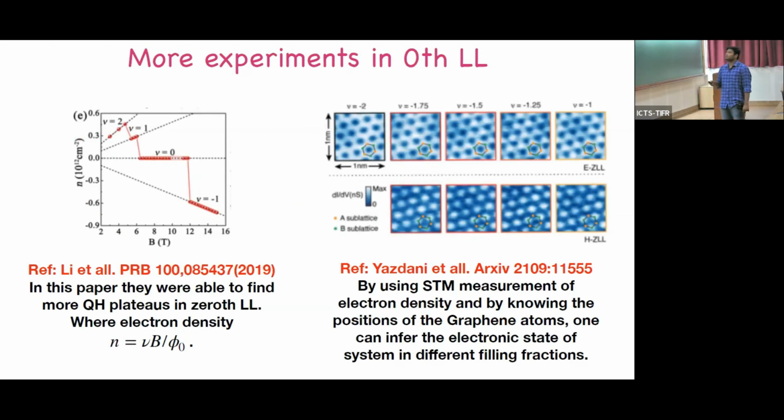But now our motivation comes from more recent experiments. Here people have found phases at different filling fractions, apart from nu equal to 0, in the zeroth Landau level. What nu equal to -1 means is that out of the 4-fold zeroth Landau level manifold, you are only filling 1, and for +1 you are filling 3 Landau levels. And these are some STM measurements from Abhay Pasupathy's group where they can detect the electronic wave function at different filling fractions.